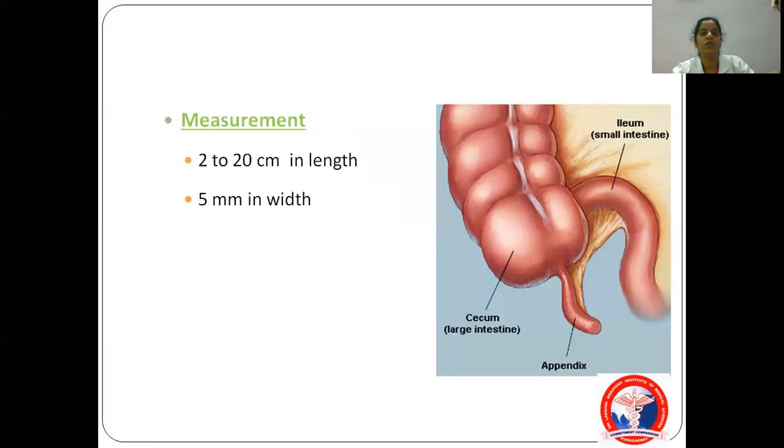Okay. So what are the measurements? It measures around 2 to 20 centimeter. So it may be 2 centimeter, 5 centimeter, up to 20 centimeter length of appendix we can see. So it varies from 2 to 20 centimeter. The width will be around 5 millimeter.